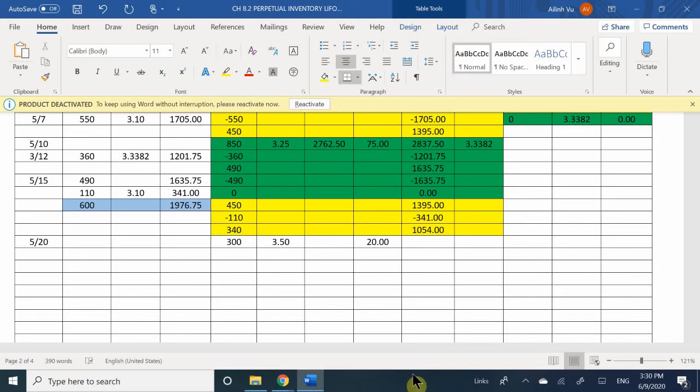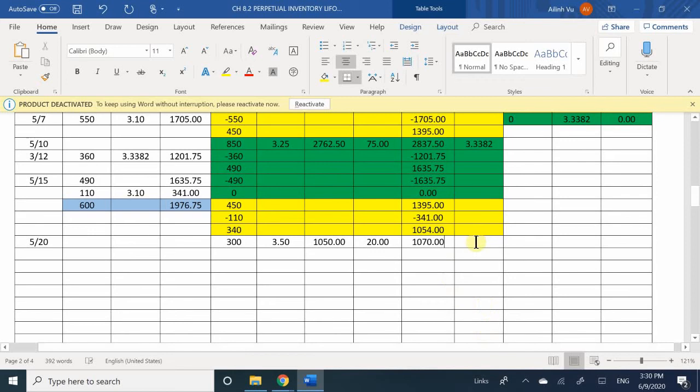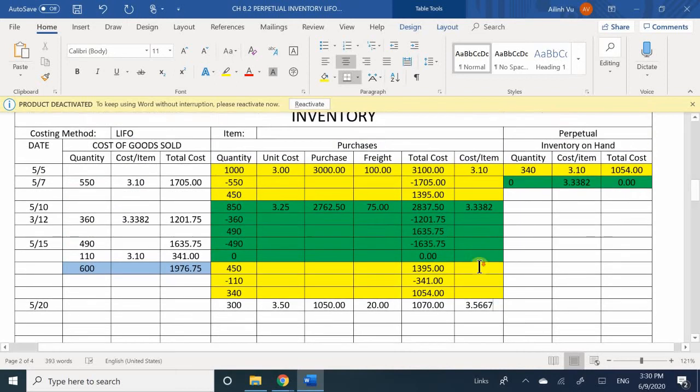Hold on. So yes, 1050 is correct. Sorry, that number looked weird. So 1050 plus $20 gives us 1070. That's correct. All right. So how much per item is each item? 3.5667. Yes. Perfect.